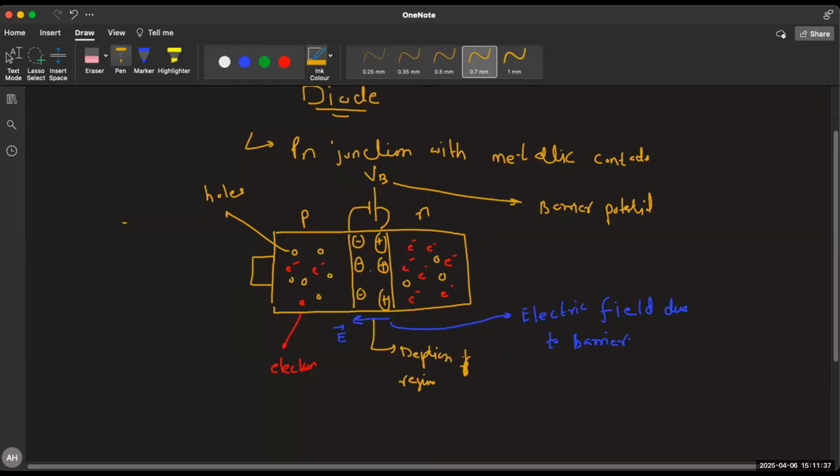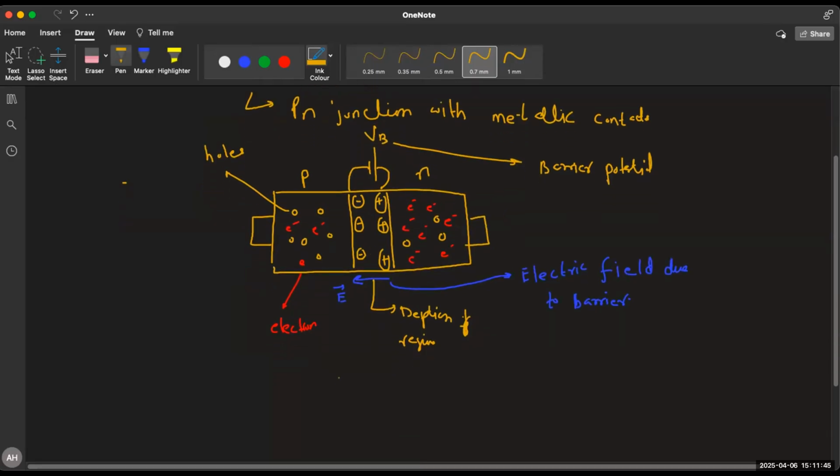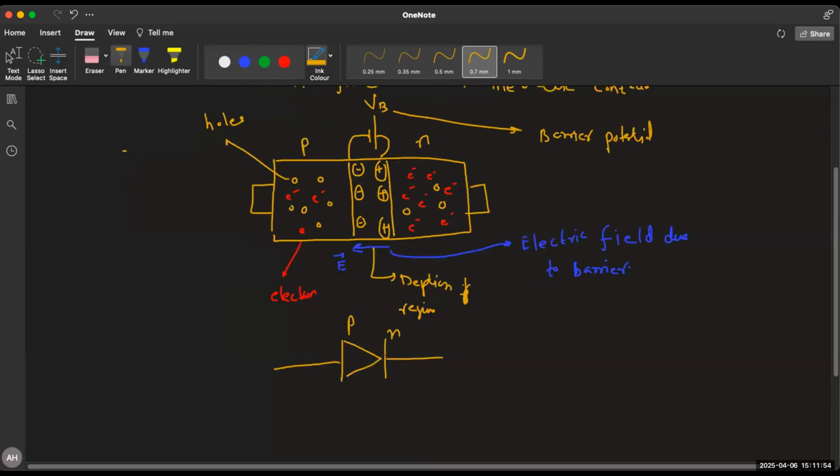Now, this is a PN junction. If you put some metallic contacts over here, then this PN junction is a diode. This is the diode. We represent a diode in this way. This is the symbol for the P side. This is the symbol for the N side.